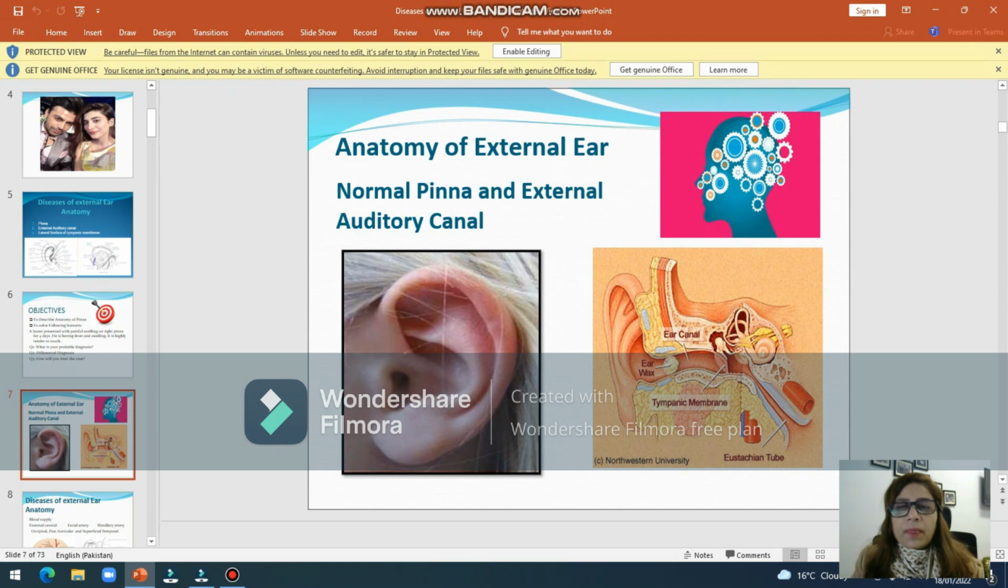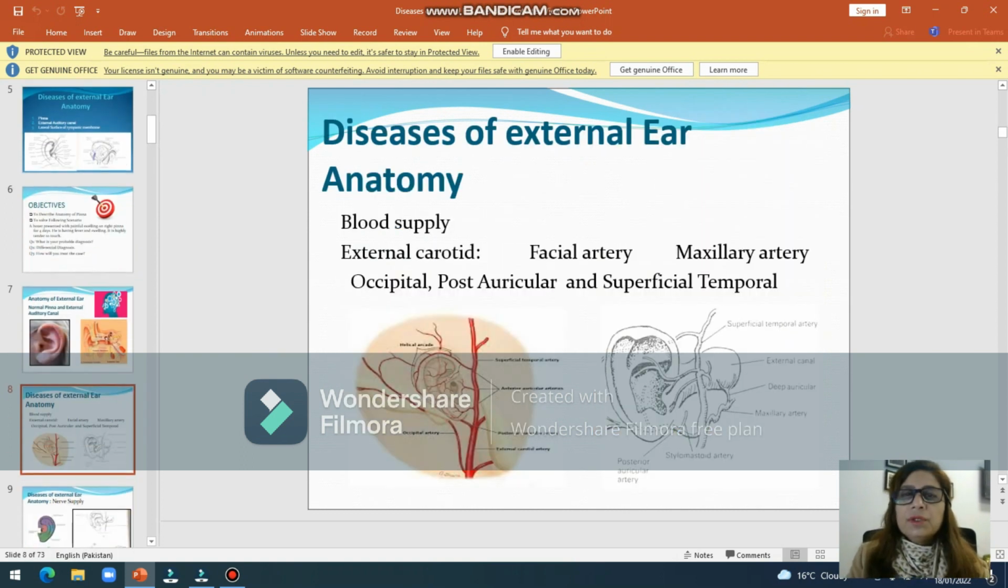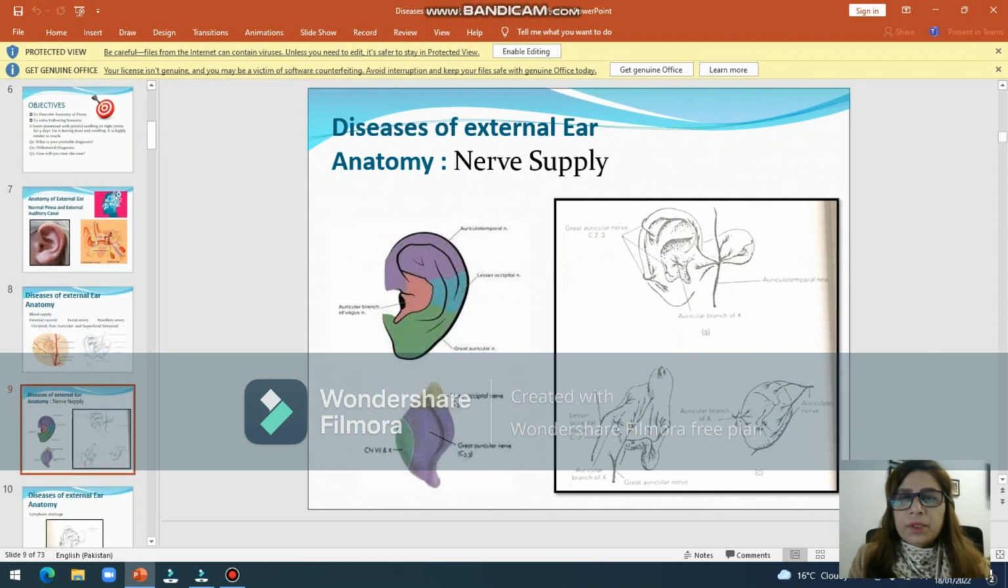This is the anterior and lateral surface of the pinna, and behind is the posterior and medial surface of the pinna. So what is the blood supply of the pinna? The pinna is supplied by the external carotid artery. The superficial temporal artery gives some branches to the pinna, the posterior auricular artery also gives branches, and some branches from the occipital artery also supply the pinna.